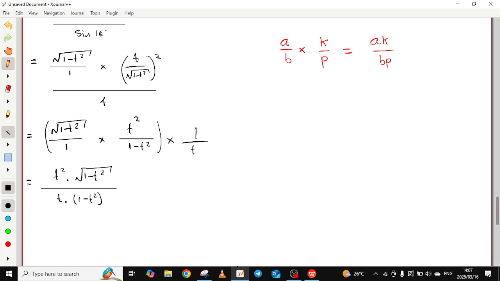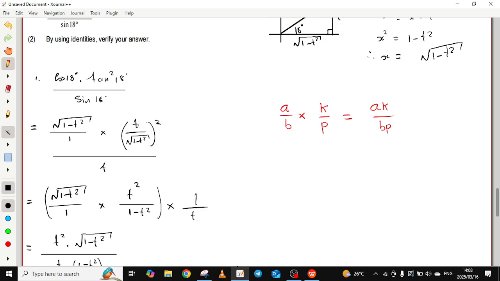We realize this is t squared here, this is t, so t squared and t can now divide, and when that happens we are going to be left with t times the root of 1 minus t squared, and in the bottom we will be left with just 1 minus t squared. Sorry, it was never under a root, it's down on top. Sorry for that. So this would be our solution there.